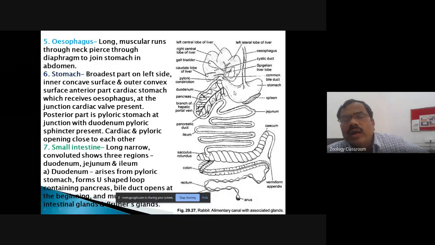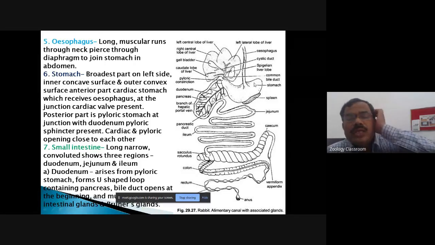Now come to the stomach. So this region is called the stomach. The stomach is a much broader part. It is located on the left side of the abdominal body cavity. It shows an inner concave surface, while the outer surface is the convex surface. And the anterior part of the stomach is known as the cardiac stomach, while the posterior part is known as the pyloric stomach.